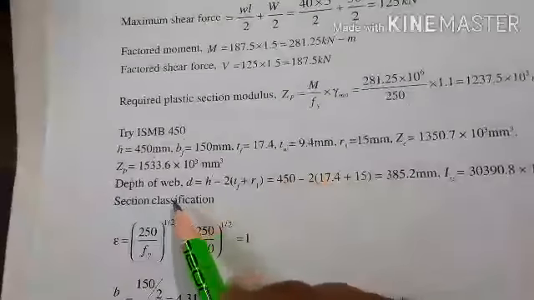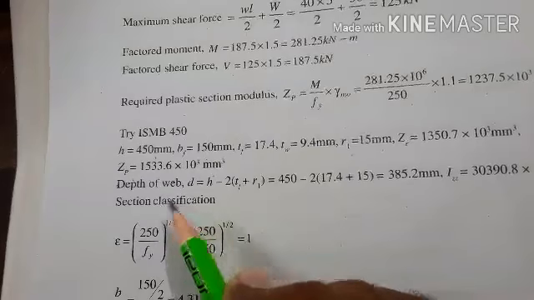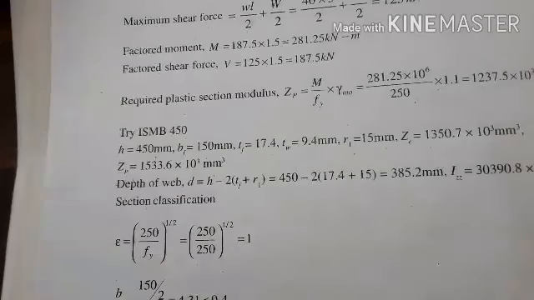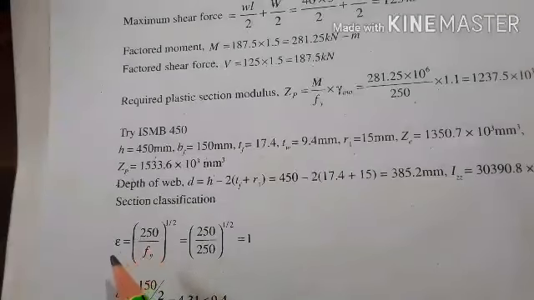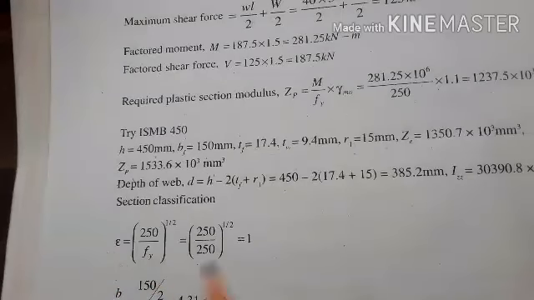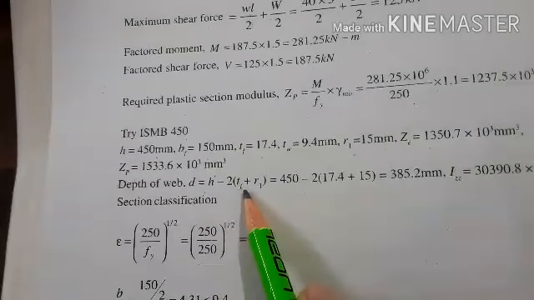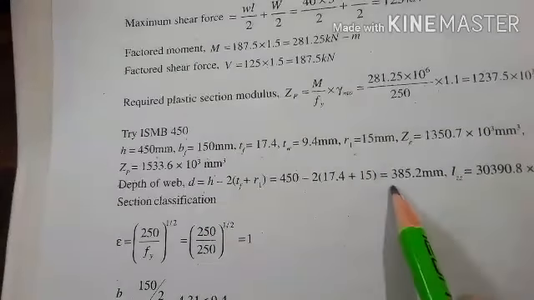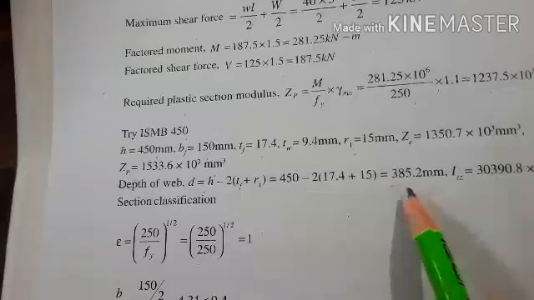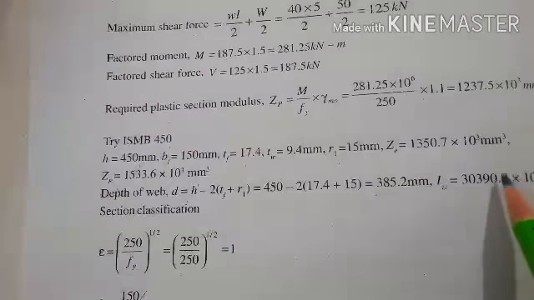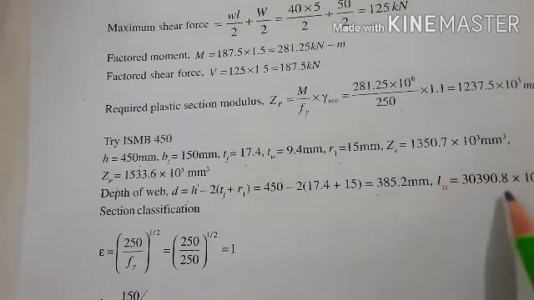Then calculate next the depth of web as well as the width of the flange, and that is required for the classification of the section. So here the depth of the web is to be taken as H minus 2 times of tf plus R1, and this much we get as the depth of the web. We also have to note down the moment of inertia about the ZZ axis, which is required for the deflection check.